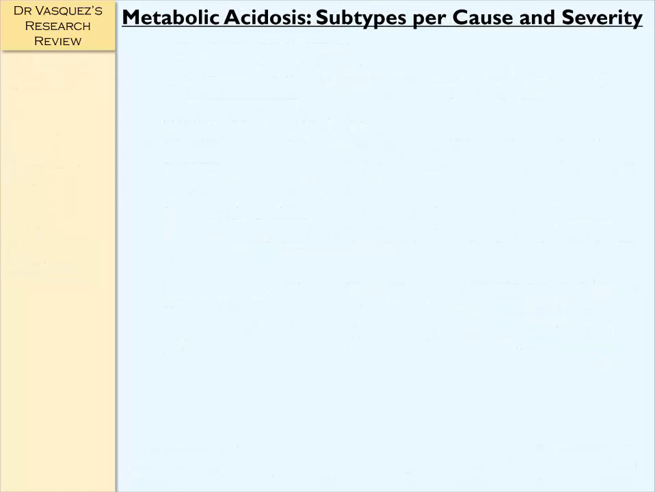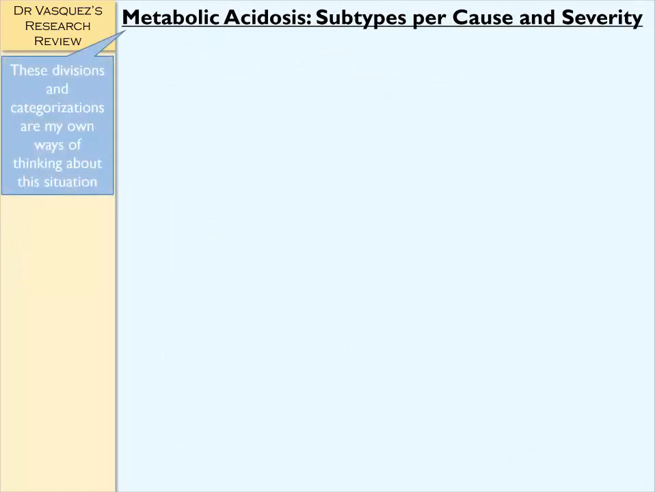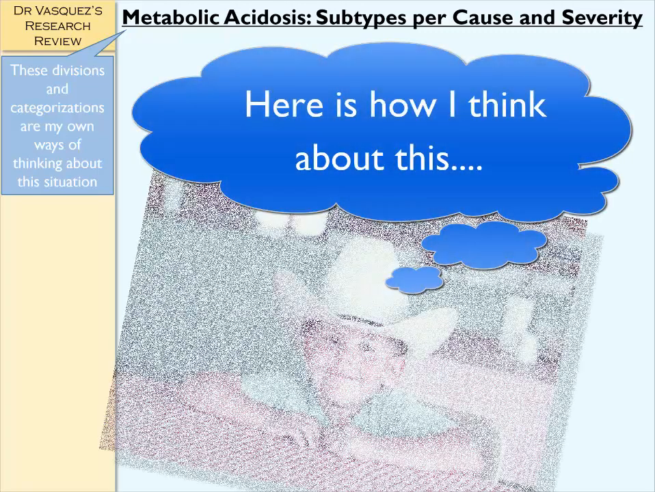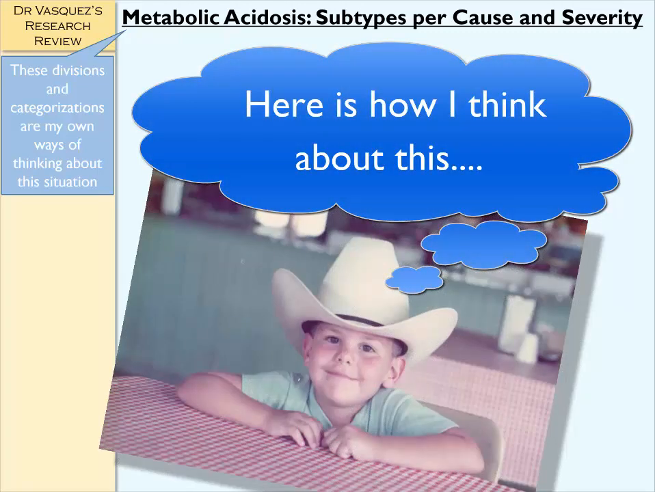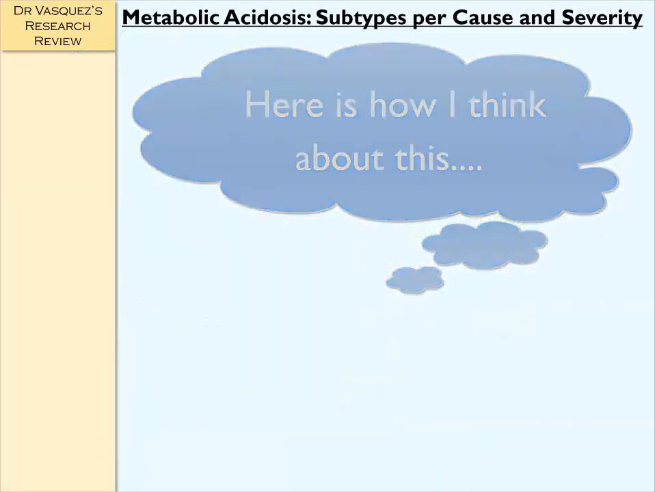First, of course, we want to start by defining what it is we're talking about. And the topic today, as I've already mentioned, is metabolic acidosis. Here I'm going to talk about subtypes per cause and severity. These divisions and categorizations are my own ways of thinking about this situation, but I still think that it's clinically relevant. Even though these terms and nomenclature are not necessarily official, we just look at things from a common sense perspective.